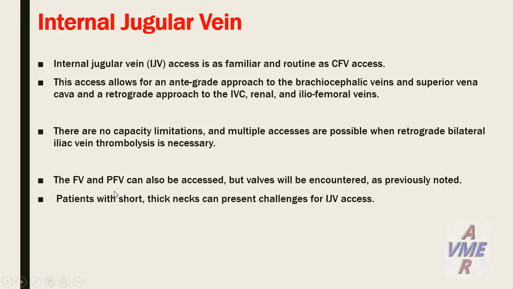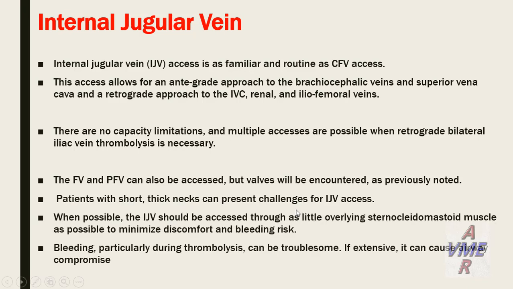The femoral and the profunda femoris can also be accessed, but valves will be encountered as previously noted. Patients with a short thick neck can present challenges for internal jugular vein access. One possibility: the internal jugular vein should be accessed through as little overlying sternocleidomastoid muscle as possible to minimize discomfort and bleeding risk. Bleeding, particularly during thrombolysis, can be troublesome.